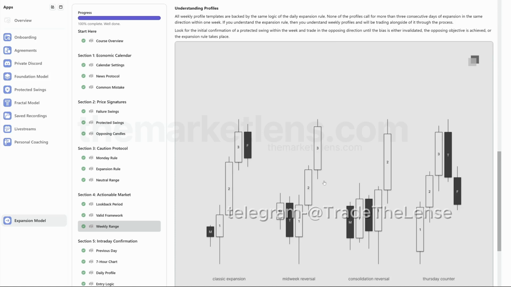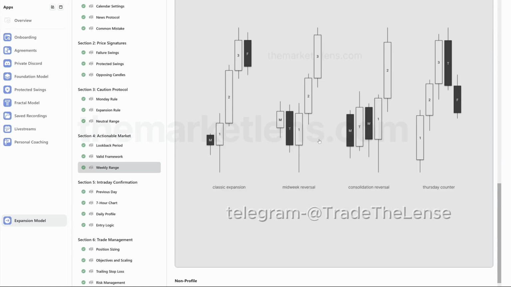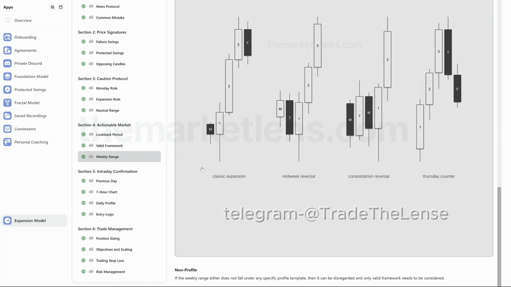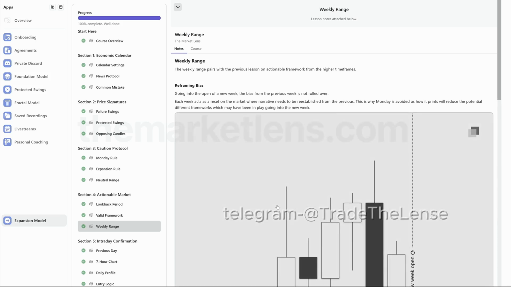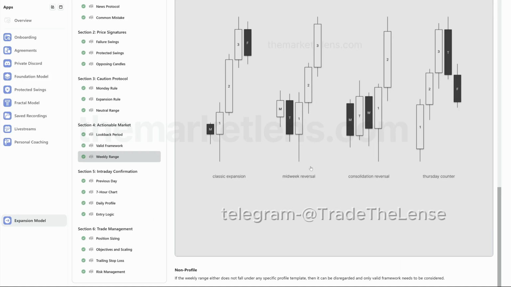And the only thing outside of this is when one of these profiles is not really relevant, or that expansion rule is not occurring, it's a non-profile. You're just going back to valid framework, because this rule is what creates weekly profiles. If that is not in place, then you are going back to valid framework. It's pretty much setting you right back here. So there's nothing overly complicated with this. And the weekly range, if you're just following the steps of this here, you are already trading weekly profiles without maybe even realizing it. That's really all it is.